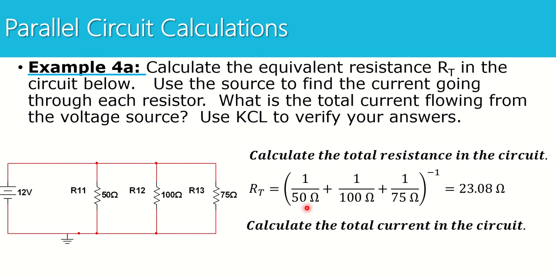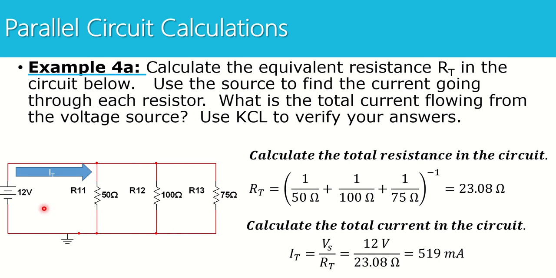Now I can use that total resistance to calculate the total current. I have 3 resistors in parallel. When I combine them to get a total resistance of 23.08 ohms, I can use that to find the total current in the circuit.